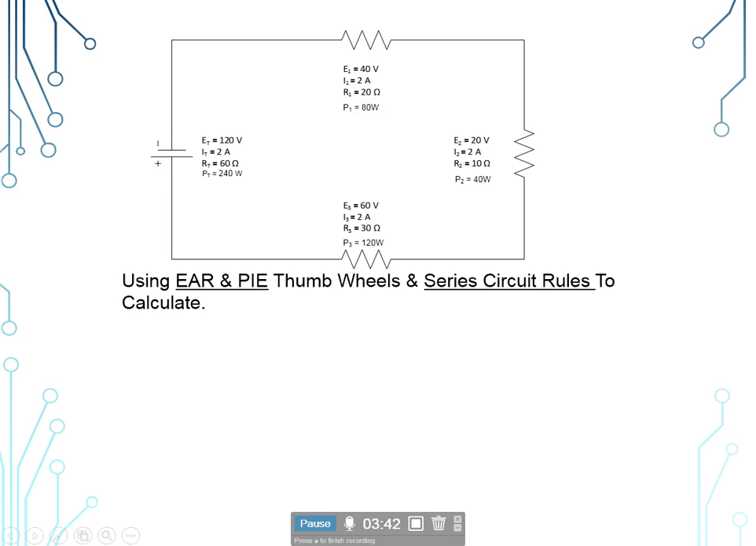We're going to be using the E-I-R and P-I-E thumb wheels that we discussed in part 2, and the series circuit rules we just saw, to calculate the expected values that we should expect to see. Now, when we're doing our calculations, we use the values that the component is supposed to have. That way we have a good baseline so that when we do the calculations, we take that with us when we go to the live circuit and we start taking live measurements on that circuit and comparing them to what we calculated they should be.